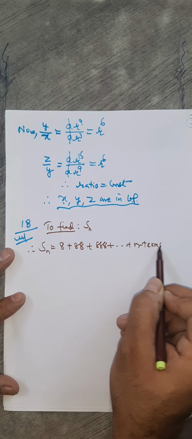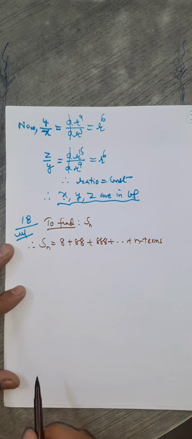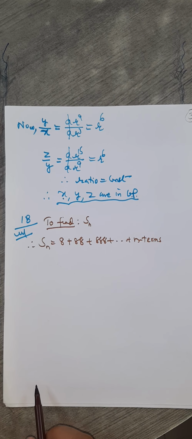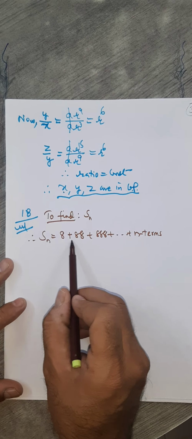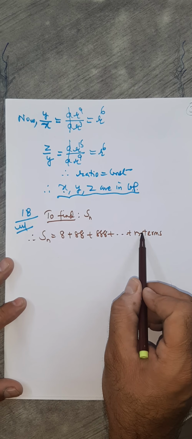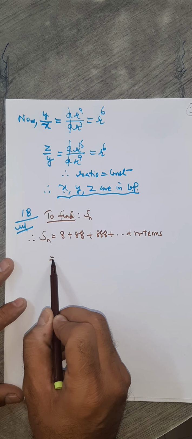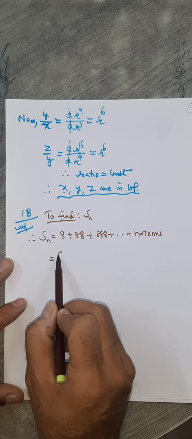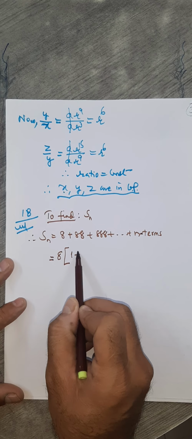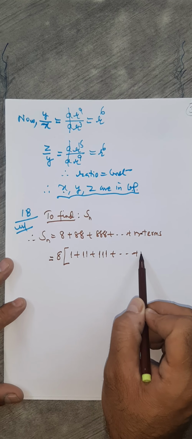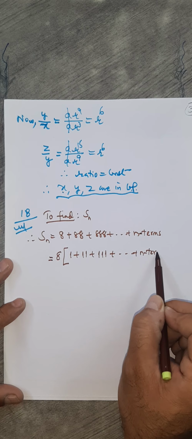Now if you observe carefully, this is neither AP nor GP. This is not an arithmetic progression or a geometric progression. So directly you cannot write any formula of GP or AP here. So we try to convert it into one of them. So here the standard method is, you can see there is 8 common. So 1 plus 11 plus 111 and so on. For how many terms? For n terms.